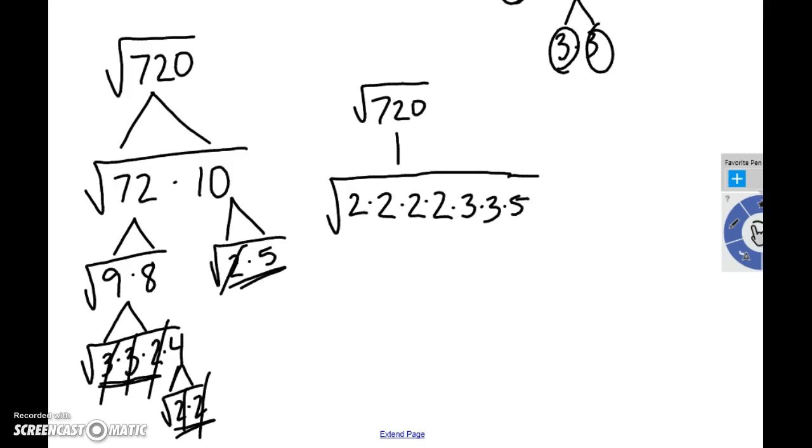Okay, so let's look at that. I'm pretty sure that 2 times 2 is really 4. And so this 2 times 2 became that 4. This 2 times 2 can become that 4.